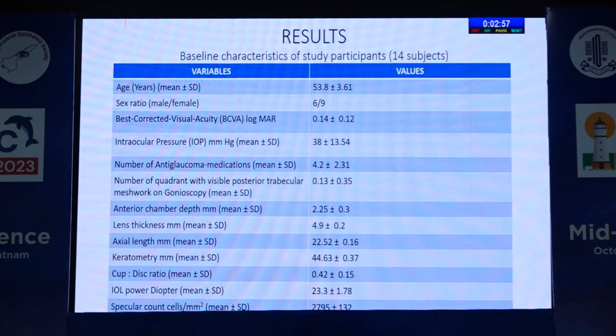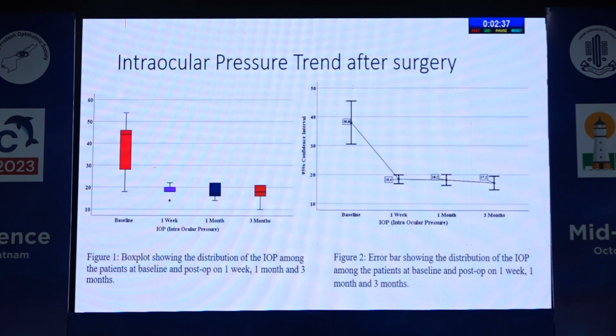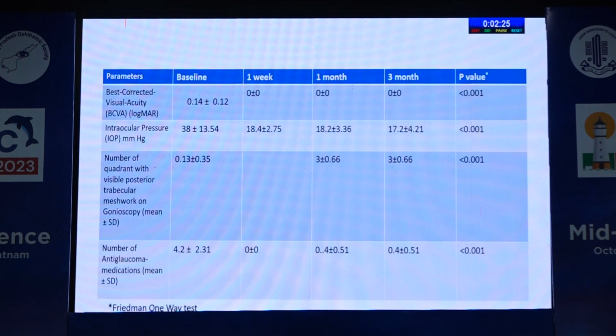So this was the baseline data. We can see the pre-op IOP was 38 millimeter mercury. In these patients, lens thickness was also high, around 4.9 millimeter. Mostly occludable angles, so only 0.13 was the mean number of quadrants in which the PTM was visible. So we can see the IOP trend after surgery. Dramatically, IOP has come down after phacoemulsification, and mostly I have experienced the patients are without any anti-glaucoma medication after surgery. The mean number of anti-glaucoma medications was 4.2 and has come down to 0.4. And BCVA has significantly improved after surgery.